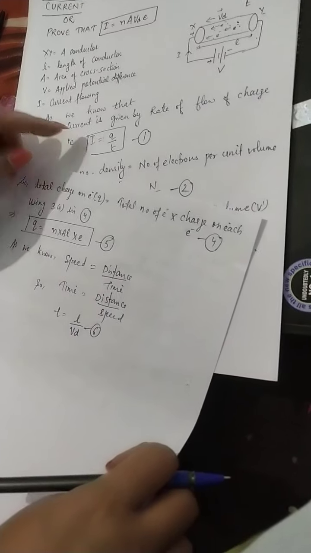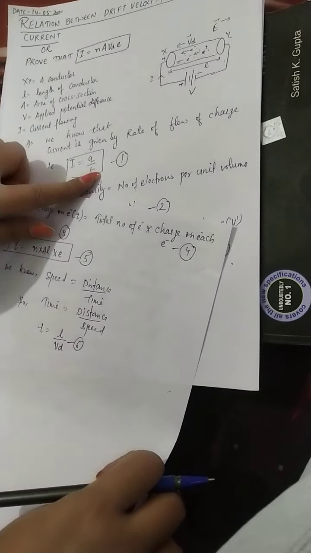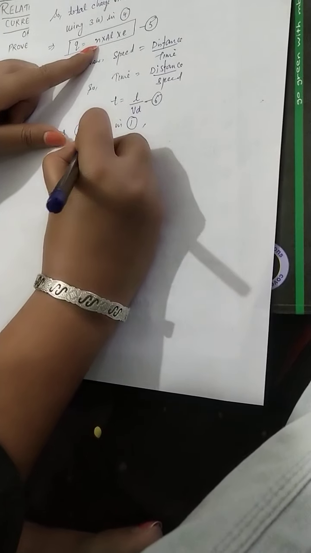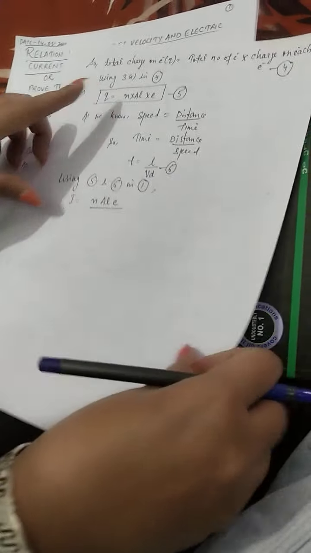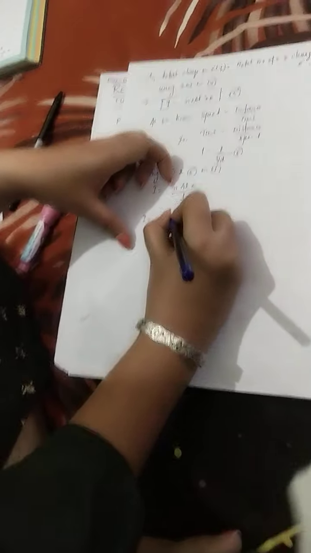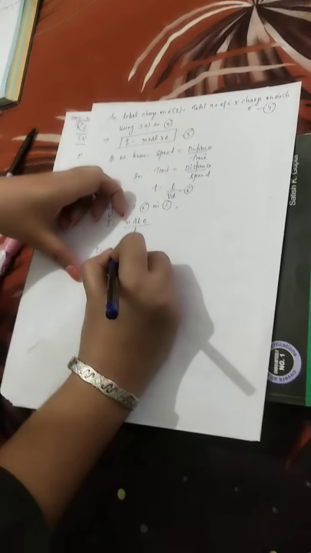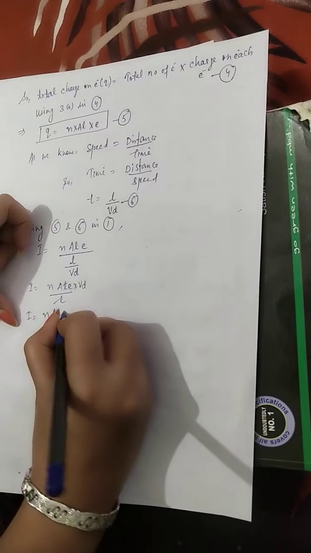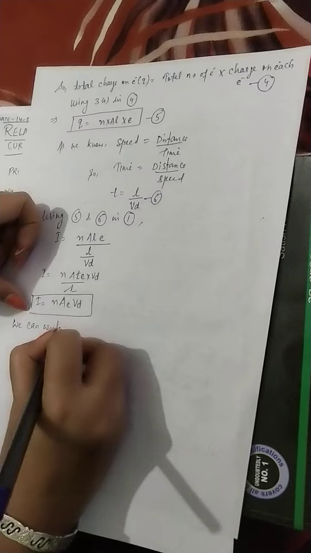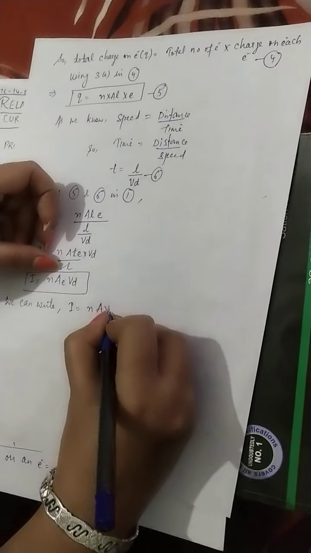Now we can use equation number 4 and equation number 5 in equation number 1. Using them in 1, we get I equals Q over T. The value of Q is nALe, and the value of T is L over v_d. By solving it we have nALe over L, with v_d multiplied in the numerator. So this L and L will cancel. I equals n A e v_d. To remember this formula, we can write it as I equals n A v_d e.